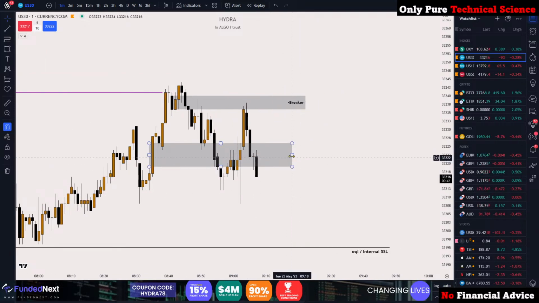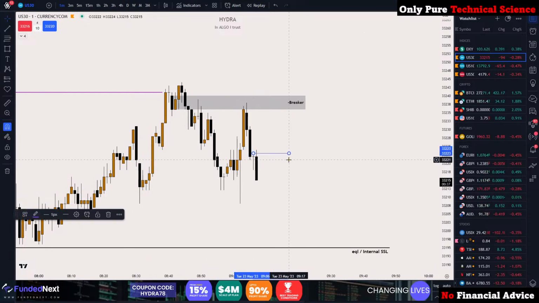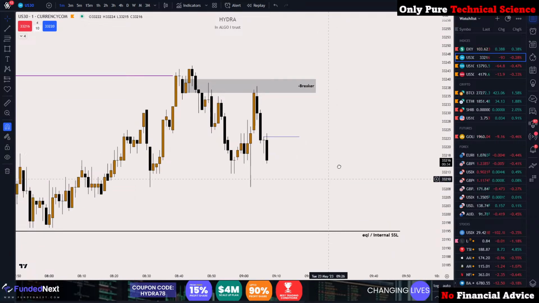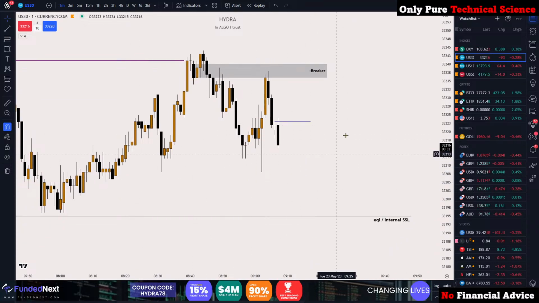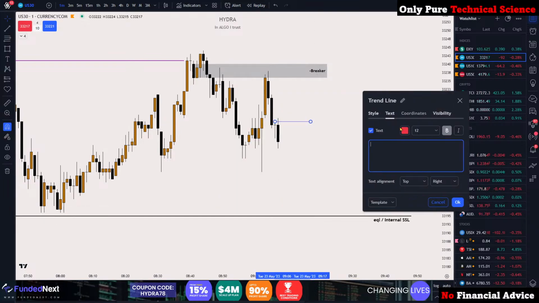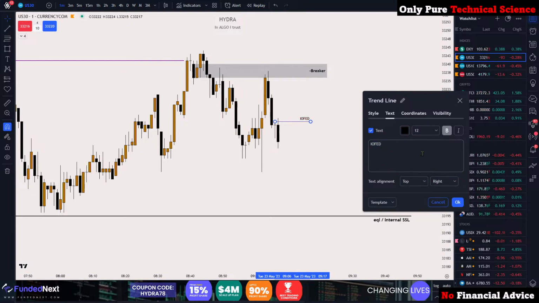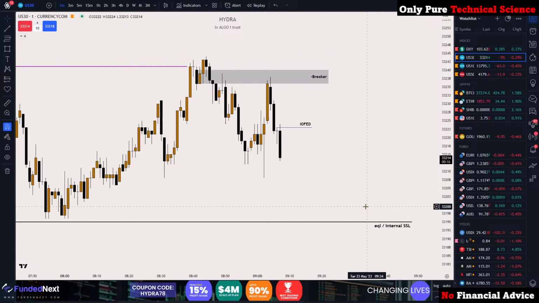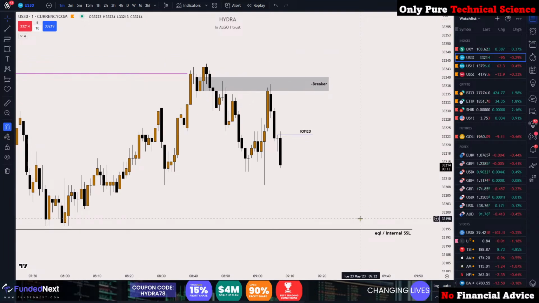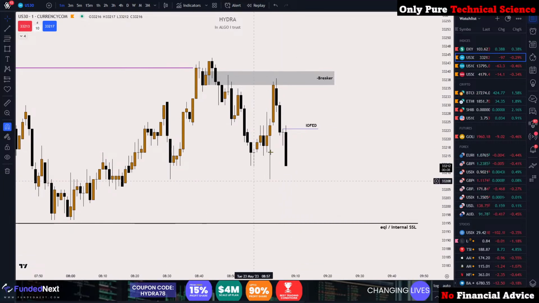Here, that's the IOFED. I'm just going to close this inversion right now. That's the IOFED, institutional order flow entry drill. Now I want to see price aggressively delivering towards the sell side, relative equal lows. Suppose I took this trade, there will be a partial.